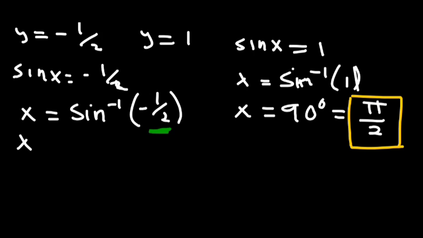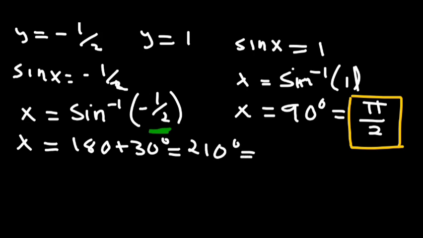To find the solution in the third quadrant, we're just going to say 180 plus 30 degrees, which is our difference angle, giving us 210. So what is 210 in radians? 210 in radians is the same as 7 pi over 6.